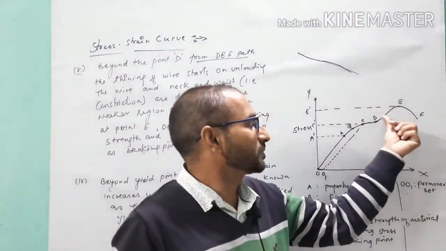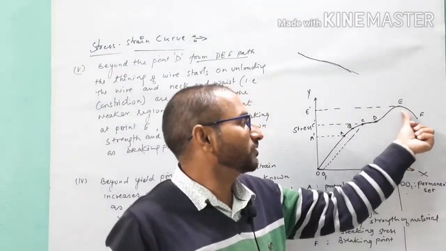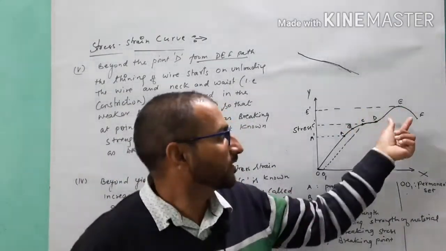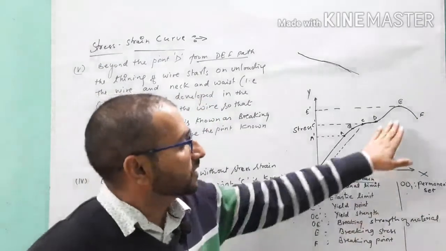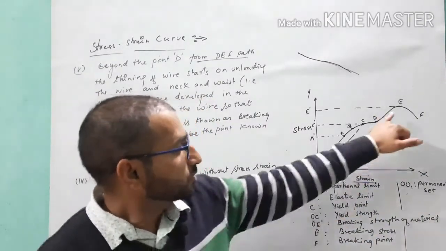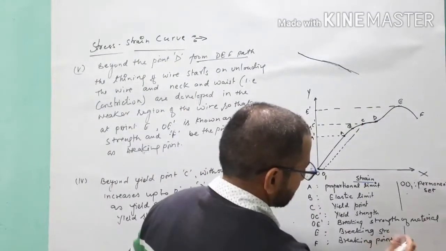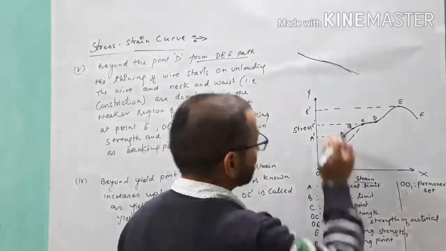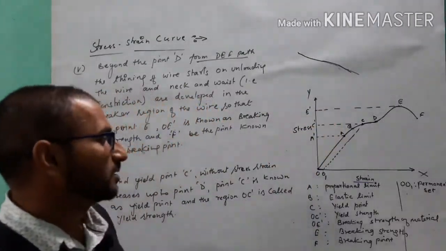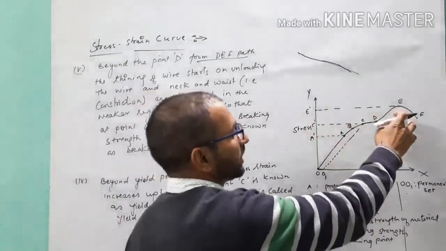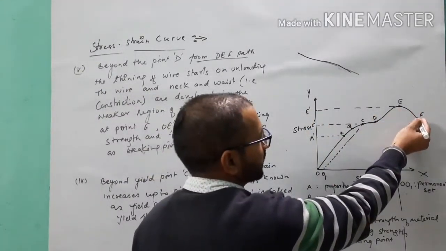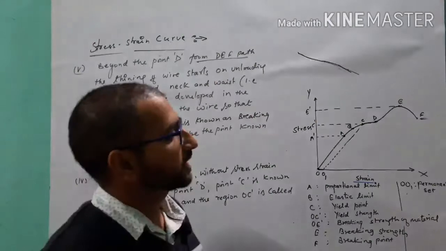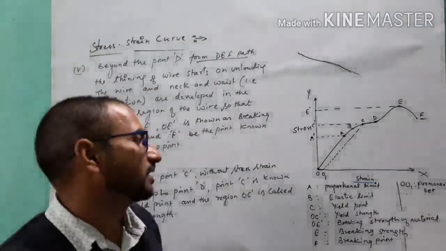So the region from D to F represents the thinning of the wire, and this point E' is known as our breaking strength. Point clear? So at this point, after that the point F is there, at which the wire breaks. So this point is known as our breaking point.